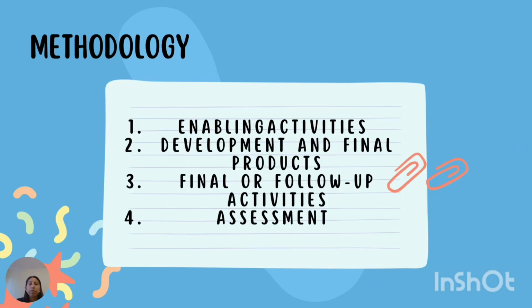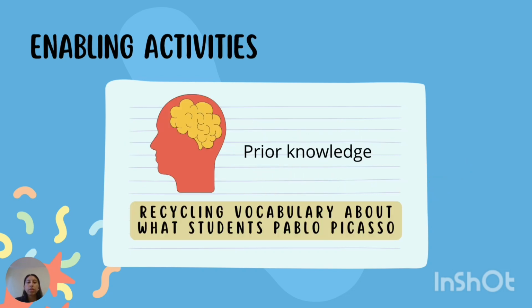And for the methodology, we have enabling activities, development and final products, final or follow-up activities, and assessment. The enabling activities guide students' oral and written productions and allow students' knowledge to be taken into account. For example, the students can say Pablo Picasso is an artist. He painted different artworks. He is very famous. And in this case, recycle vocabulary about Pablo Picasso.